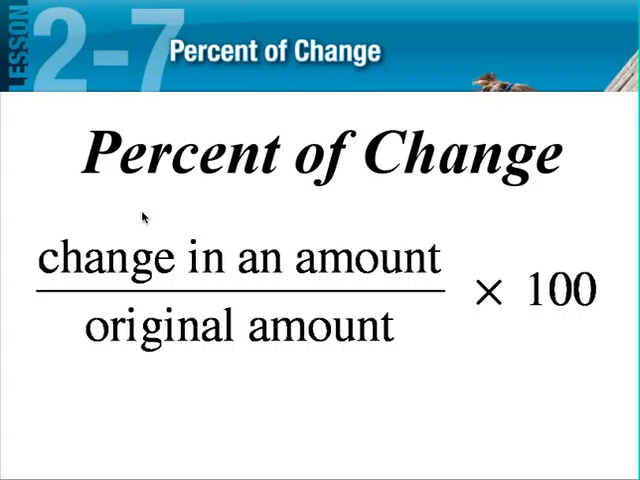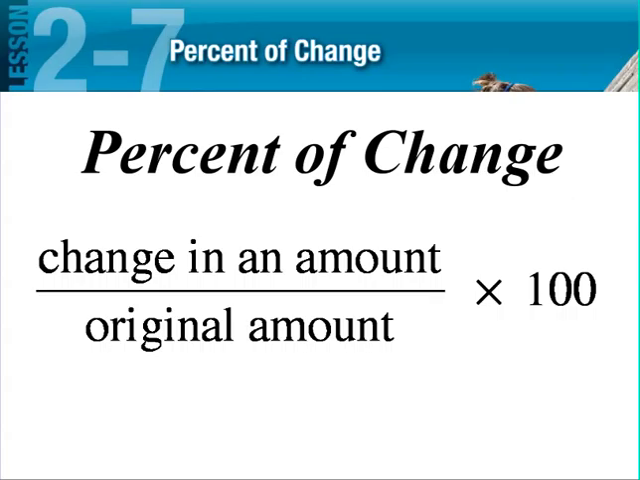It's one that should be fairly short. The biggest thing you need to remember is you need to get that formula down. To find the percent of change, we're taking the change in an amount divided by the original amount, and then we're taking that number times 100. And that times 100 actually converts it to a percent.